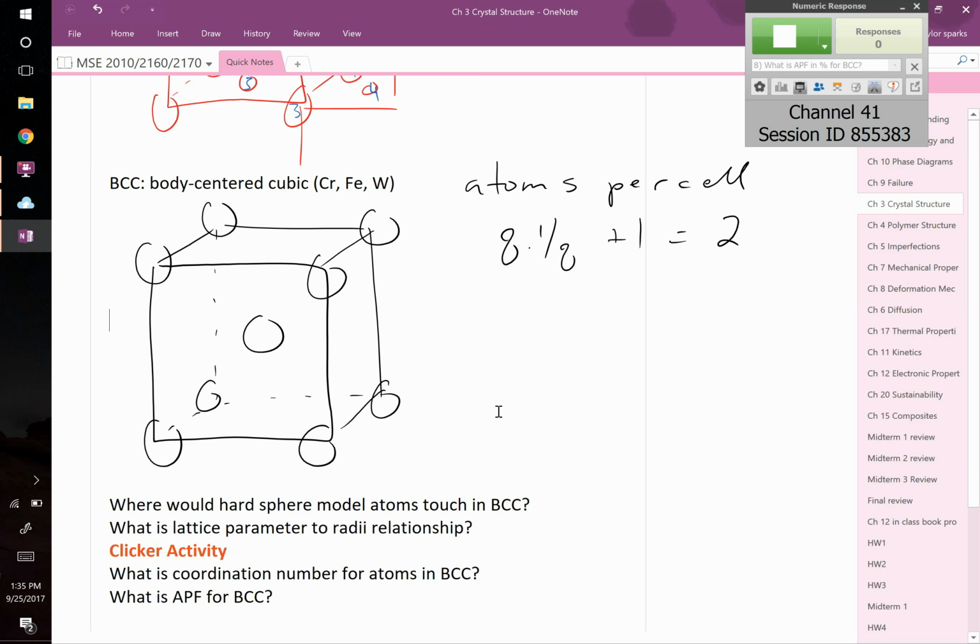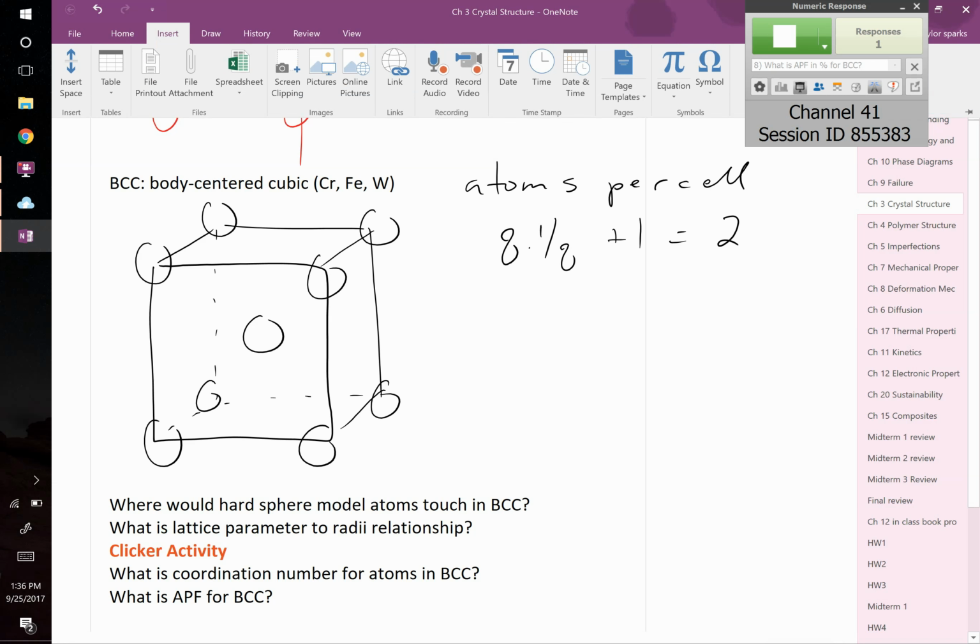Where will they touch in this model if you collapse it down? Anybody want to take a guess? Yeah, Rob, what do you think? Weird thing to think about. 2/3 of, or like, I guess 1/3 of the way from one corner to the opposite corner. Good guess. You're super close. It's actually a quarter of the way across.